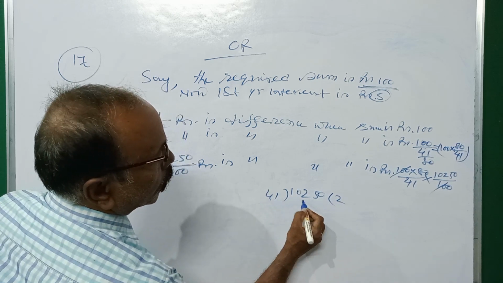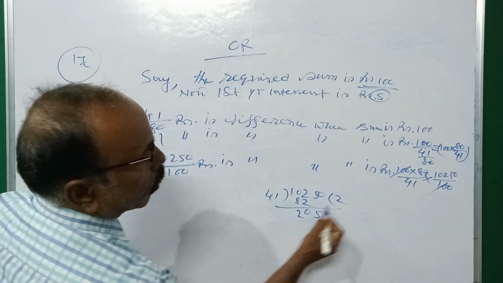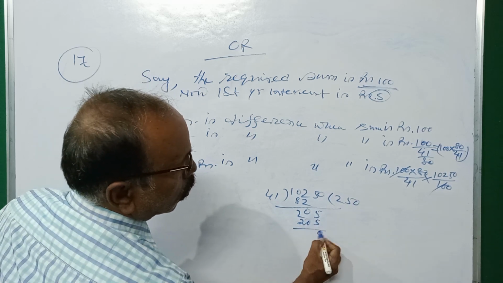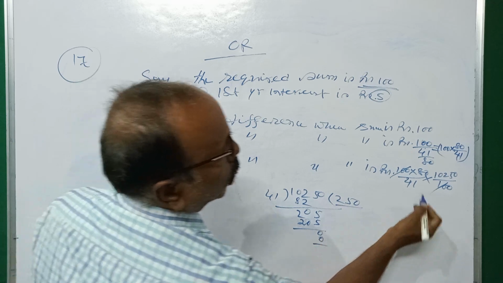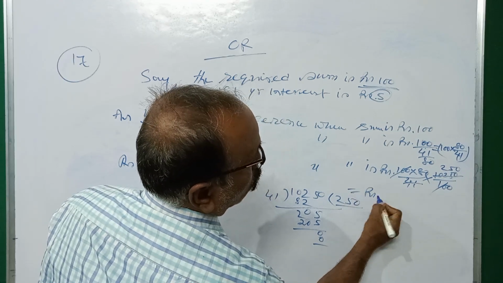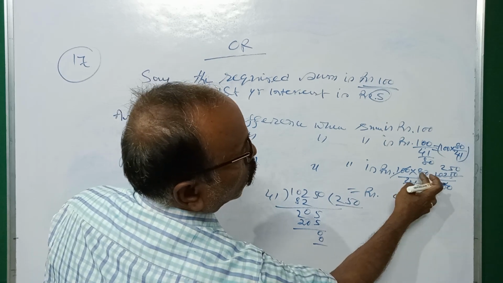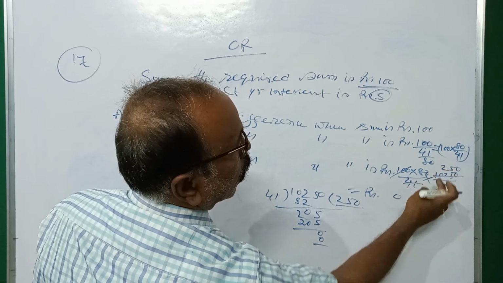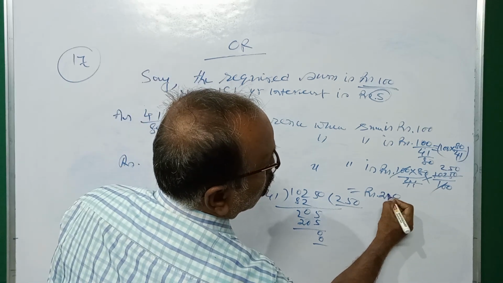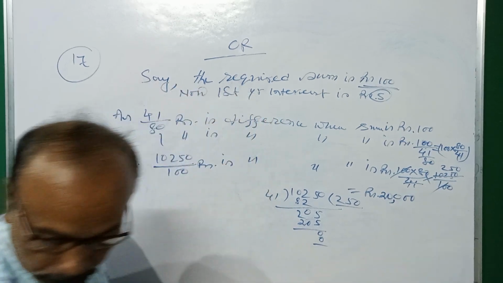Dividing, 41 into 250 gives 250 after cancelling, and 41 will be crossed. So 250 is equal to rupees 8 into 250, which gives 20 and double 0, then it will be rupees 20,000.